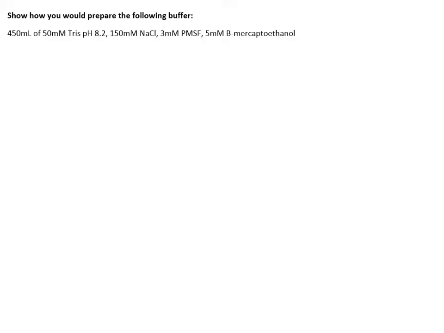The last thing we want to do is to put in our beta mercaptoethanol. So let's look at our buffer recipe. 3 millimolar PMSF. We just did that one. We have our solutions. So what are we going to do here for our beta mercaptoethanol? Remember, this is a liquid. It's a pure liquid, not a solution, so we can't use M1V1.